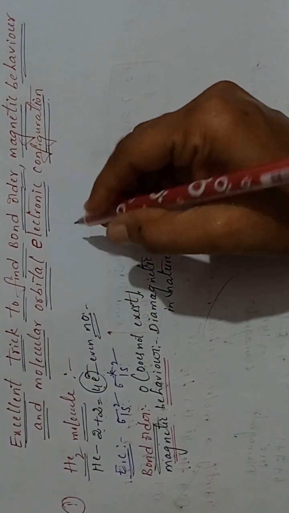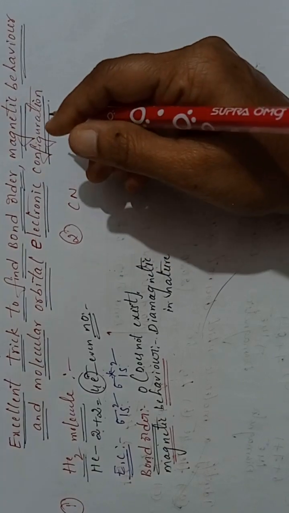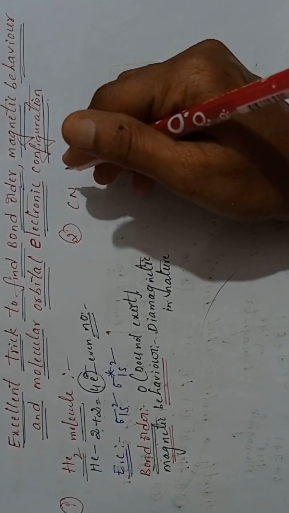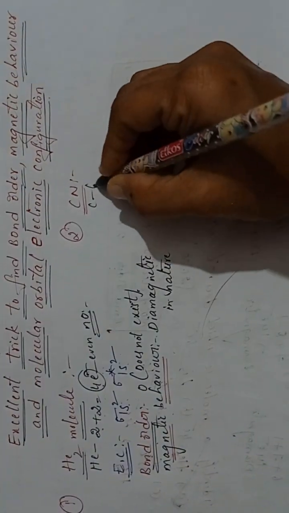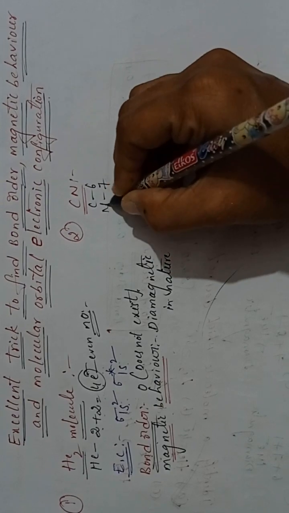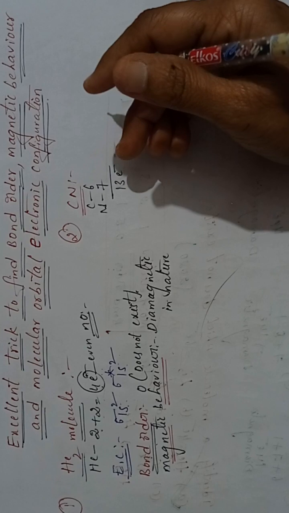Okay. Now see, students, second example: CN, the cyanide group. I am taking CN. Now how many electrons? First of all, I am going to calculate. Carbon atomic number is 6, nitrogen atomic number is 7. So total how many electrons? 13 electrons there. Clear this one?